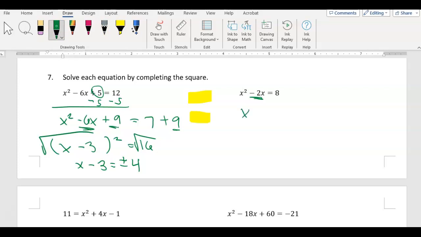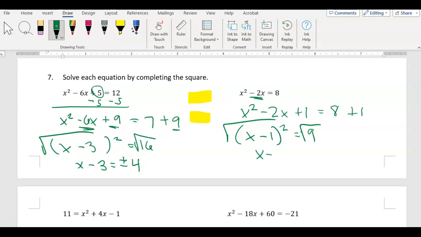Negative 1 squared is 1. So this will be x squared minus 2x plus 1 equals 8 plus 1. I have to do it on both sides. Now this is x minus 1 squared equals 9. Take the square root of both sides, and we get x minus 1 equals plus or minus 3. Again, solve using plus or minus 3, and give me 2 possible answers there.